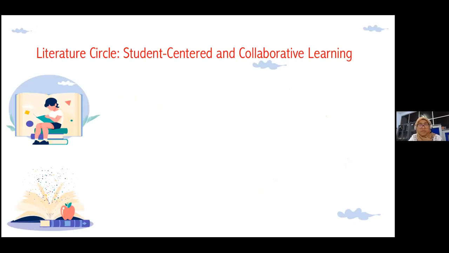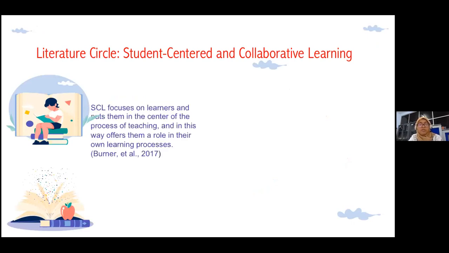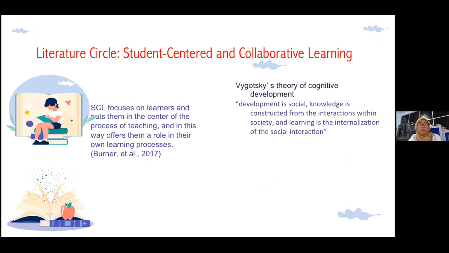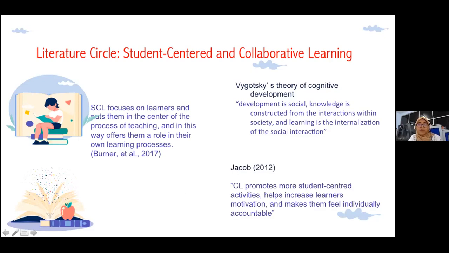relate it to literature circle. So SCL or student-centered learning focuses on learners, where the learners are assigned different roles because they are the center of the learning process. And when we talk about collaborative learning, we may not forget about Vygotsky's theory of cognitive development, which states that development is actually social. So the development happens when there is social interaction because the learning is internalized through the interaction by our learners. And Jacob also mentioned that collaborative learning promotes more student-centered activities because it increases learners' motivation and makes them feel individually accountable.